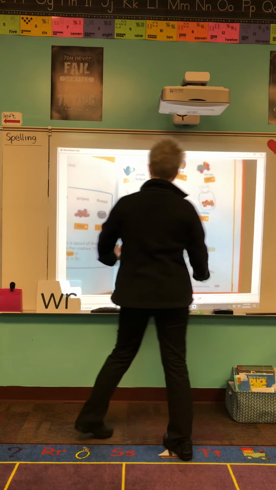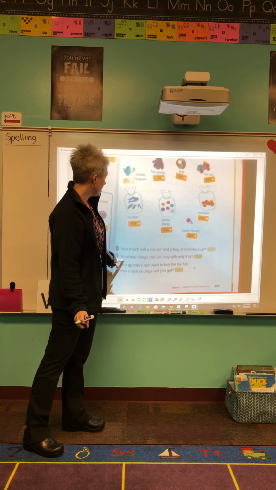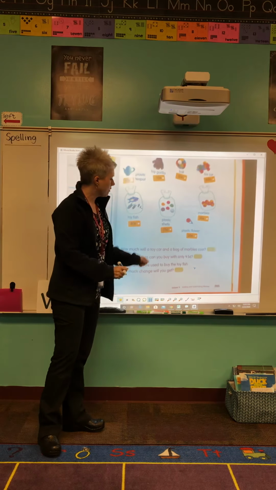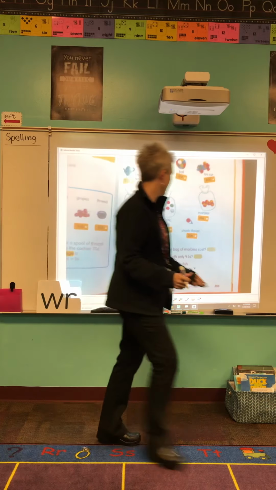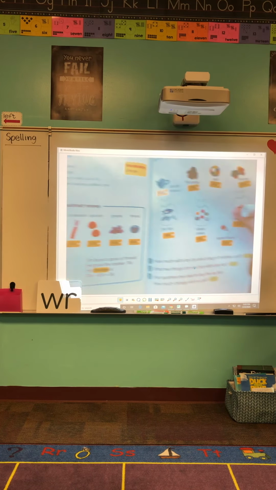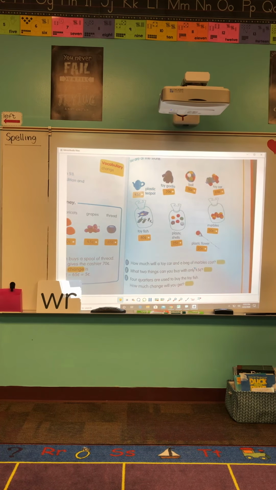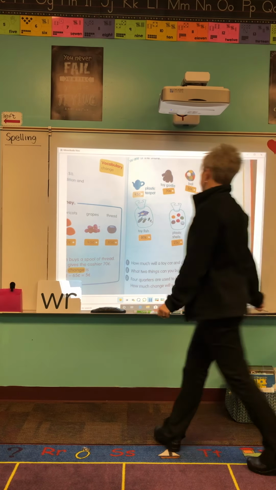We did number 1 already because that was an addition problem. Number 2 says, what two things can you buy with only 45 cents? That is really blurry. Let me try to get that a little less blurry for you. What two things can you buy with 45 cents?